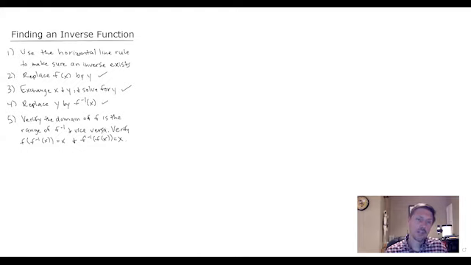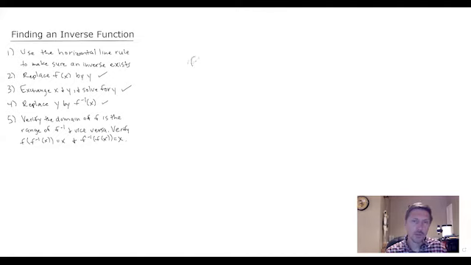And then you have to verify that the domain of f is the range of f to the -1, or the range of the inverse, and vice versa. The domain of the inverse function is the range of f, right? And the final test is, of course, to verify that if I do one as the composition of the other, I should get x, right? So let's do an example so that we can actually understand what that means.